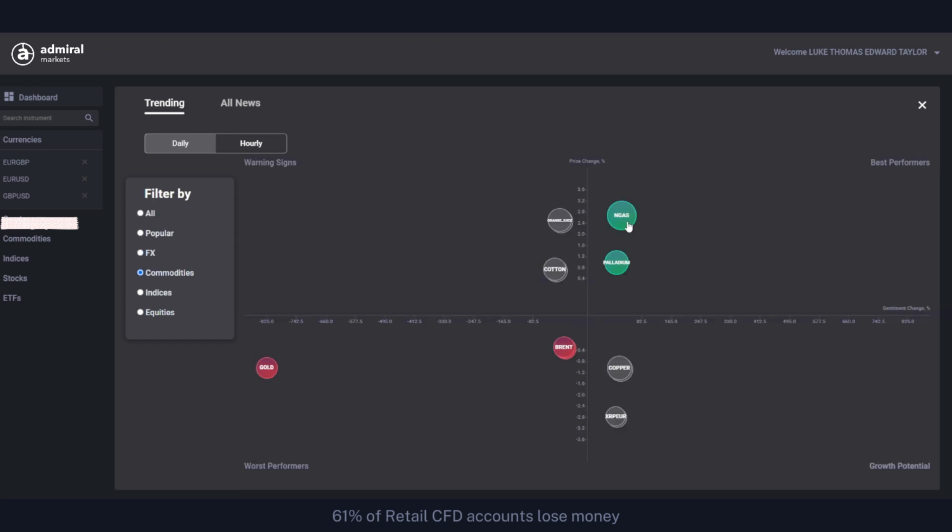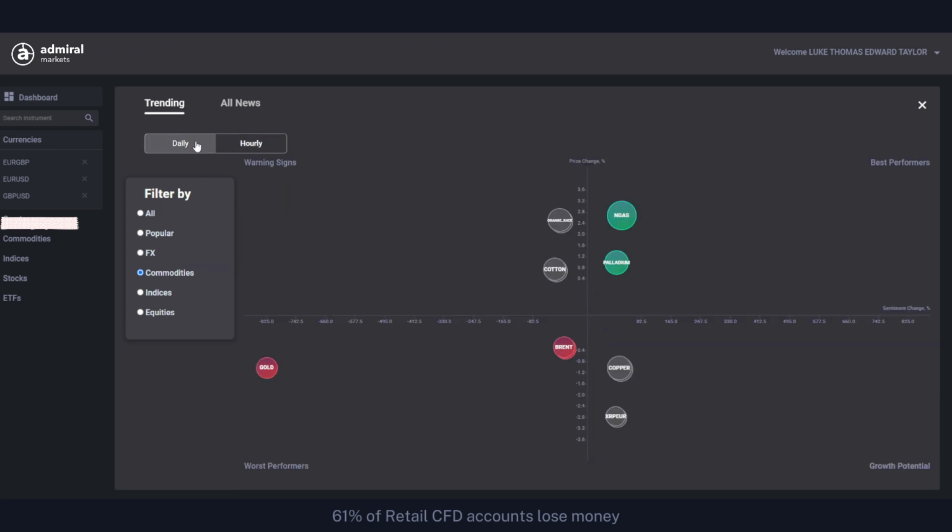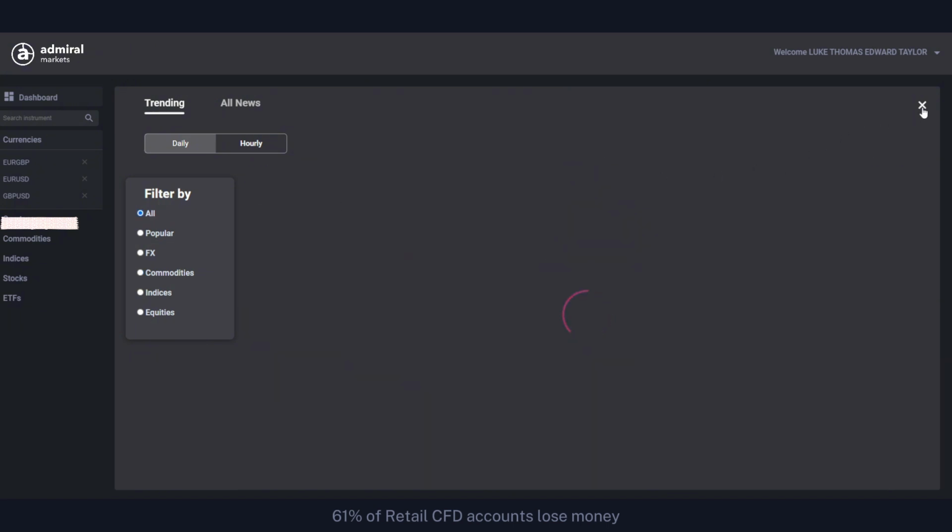Commodities, if you take a look at the commodities, as you can see, natural gas is absolutely flying on a daily basis. But if you look on an hourly basis, you can see that copper is doing a bit better. So you can filter between it and have a little play around if you want to, but you kind of get the logistics of it.